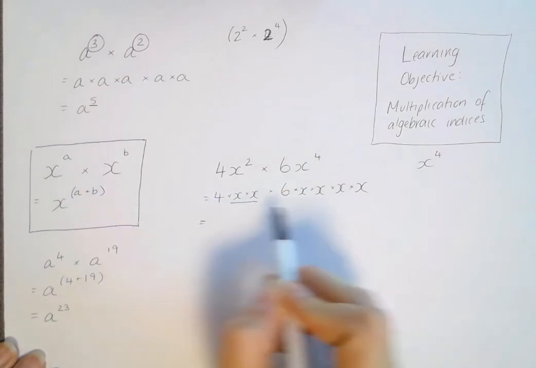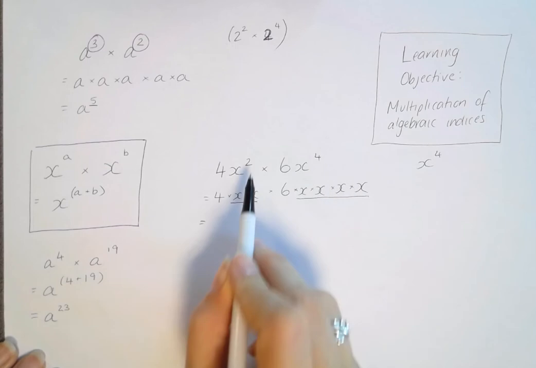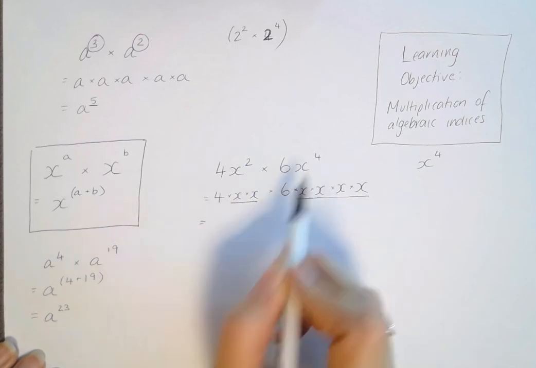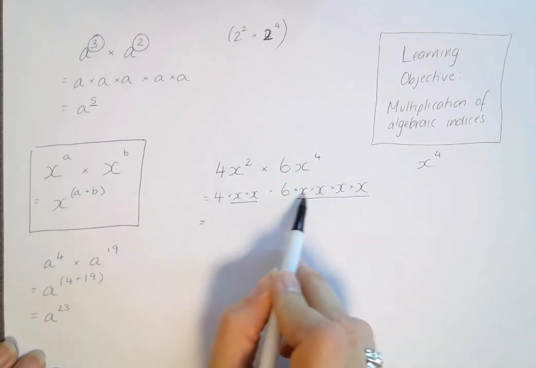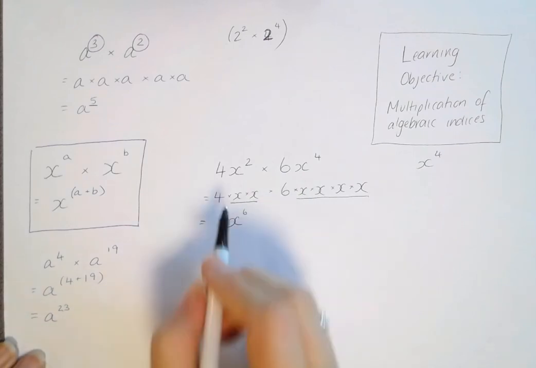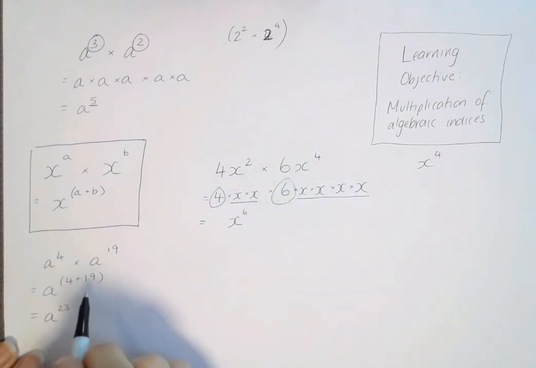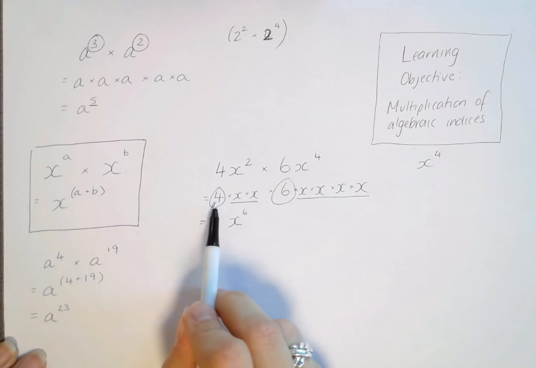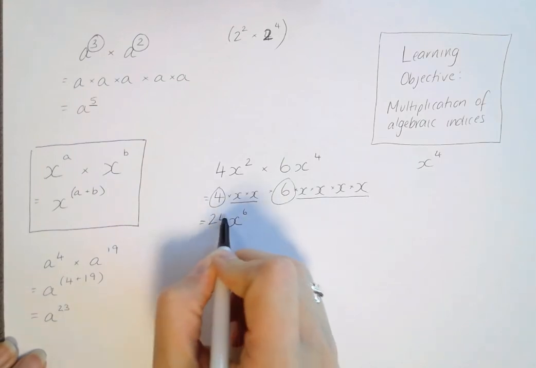Let's look at all our x's. How many x's do we have here? If we did our rule, we'd have the 2 plus the 4, so we should have 6. 1, 2, 3, 4, 5, 6, so we do. So we're going to have a term of x to the power of 6, but we've also got these numbers to work with. Sometimes we forget that the numbers are the easiest part. We're just doing 4 times 6, which is 24.